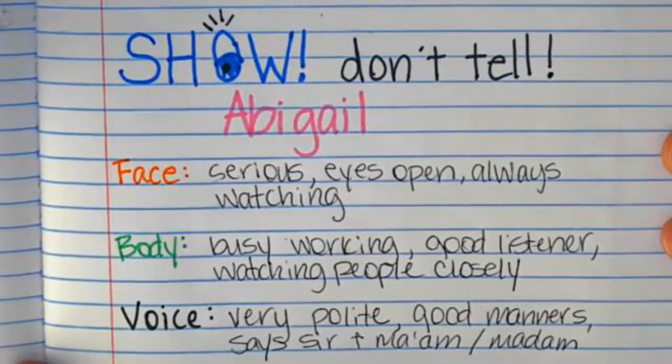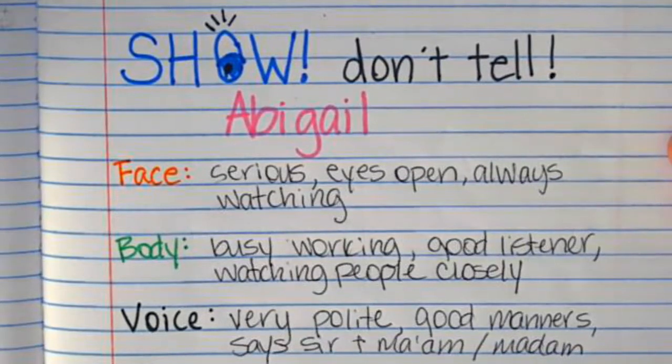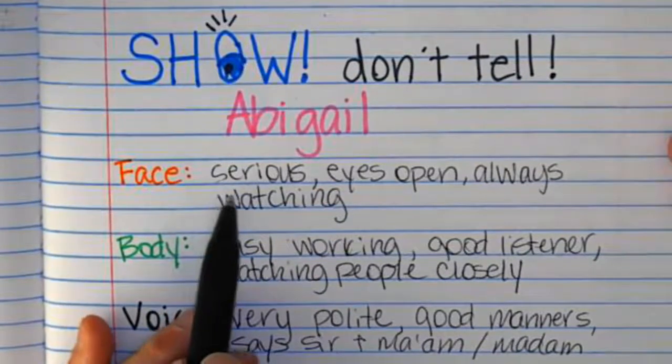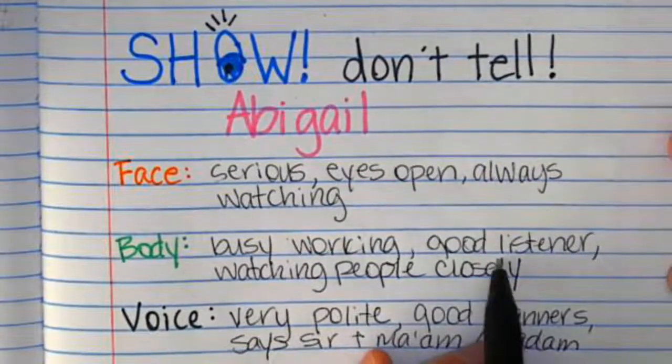Okay, in my time period, I have to create a character that's realistic. I can't have them be like a me or a Sistine. Women were typically not as outspoken as we were, but my character Abigail, her face is serious, but her eyes are open and they're always watching. Her body, she's always busy working. She's constantly doing things. She is a good listener.